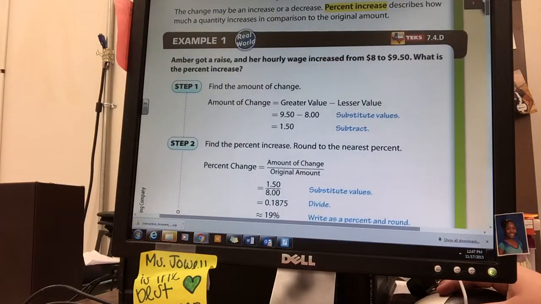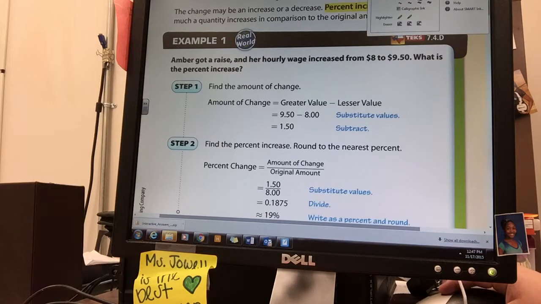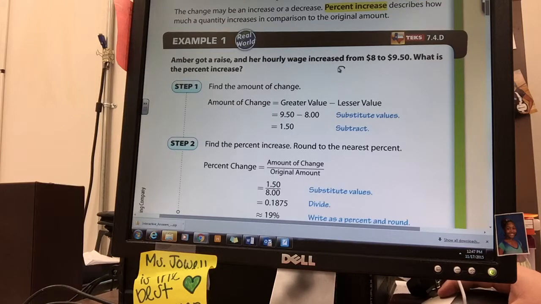Amber got a raise. So a raise is an increase. That's why this would be a percent increase. And her hourly wage increased from $8 to $9.50. What is the percent increase? So first of all, we need to find out how much did that price change. Went from $8 to $9.50, and they worked it out here. It's $1.50 change.